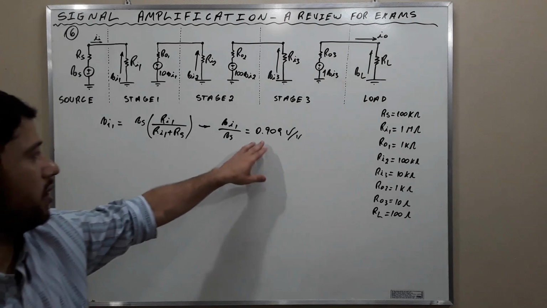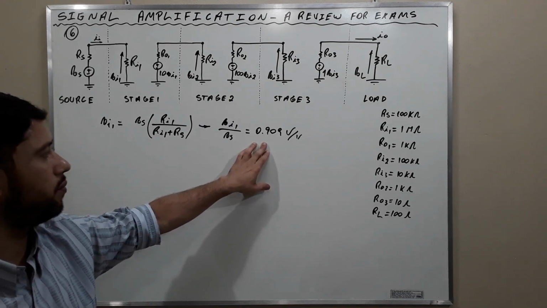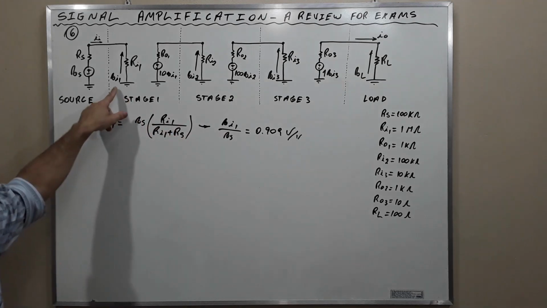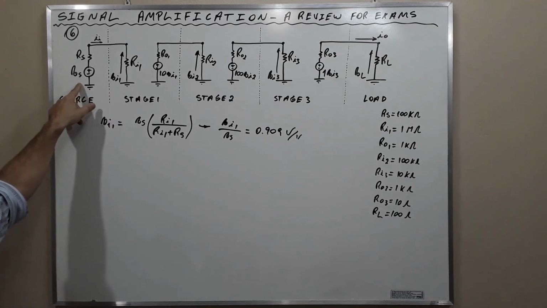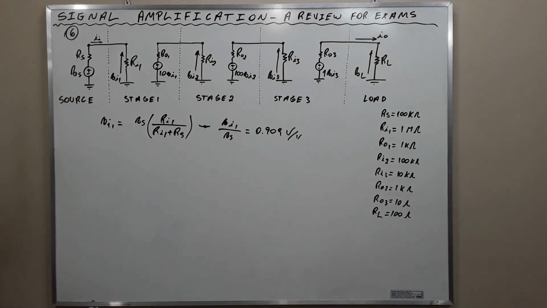This is actually an attenuation rather than an amplification. We observe that VI1 is actually smaller than VS. This is the contrary of what we want. We want amplification rather than attenuation. Let's see the other gains and draw conclusions about attenuation and amplification.